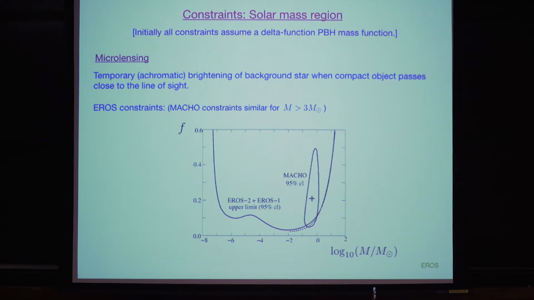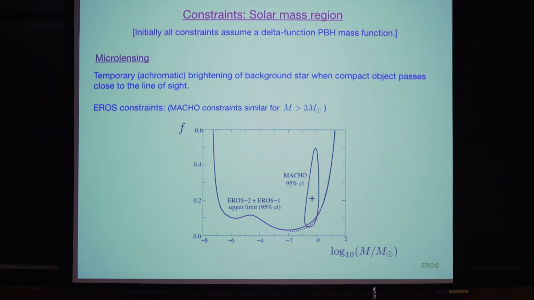Initially all of the constraints I'm going to be showing you have been calculated assuming a delta function mass function for the primordial black holes, i.e. that they all have the same mass. As I said at the end of the last lecture, that's probably not a good assumption, and right at the end I'll come back to applying these constraints to more realistic extended mass functions. But as far as the experimentalists and observers go, assuming this is an opening gambit is a perfectly reasonable thing to do. So first up, I'll start with microlensing constraints.